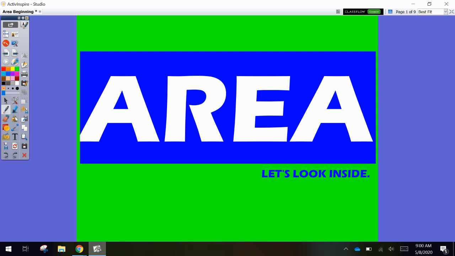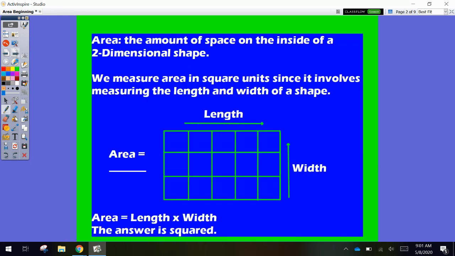Boys and girls, today we're going to be learning a new concept of area. Now, area and perimeter go hand in hand, however, they are very different things. So let's look inside. Area is the amount of space on the inside of a two-dimensional shape. So we are not talking cubes and pyramids and three-dimensional shapes here. We're just talking flat 2D shapes.